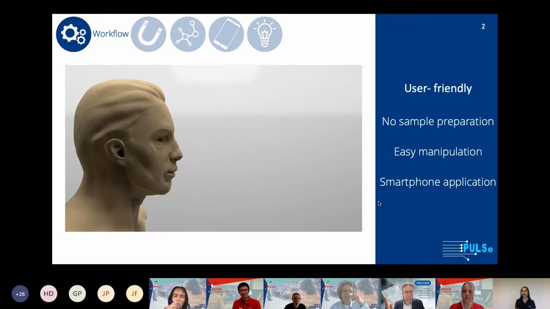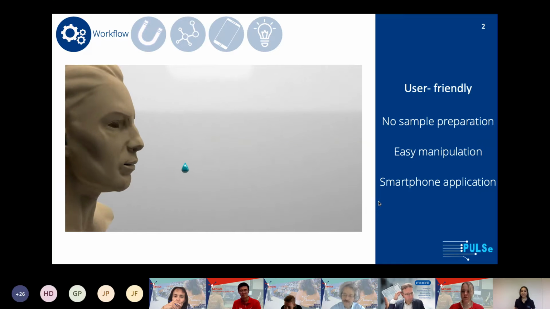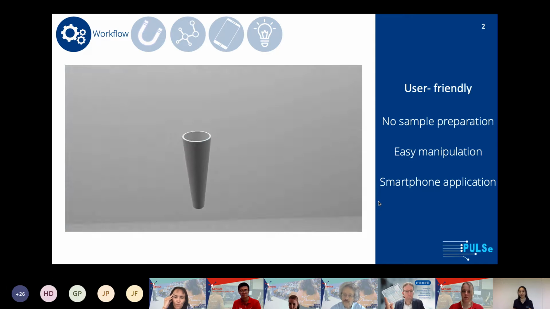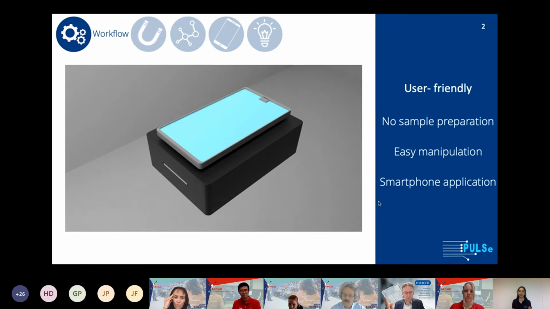One of the major strengths of our biosensor is its extremely user-friendly aspects, as it doesn't require any sample preparation, it's easy to manipulate, and uses a smartphone as a readout tool and an app, which makes it accessible to a large public. Concretely, it's rather simple. Saliva is directly deposited in our microfluidic cartridge, which is in turn inserted into the docking device for further readouts.